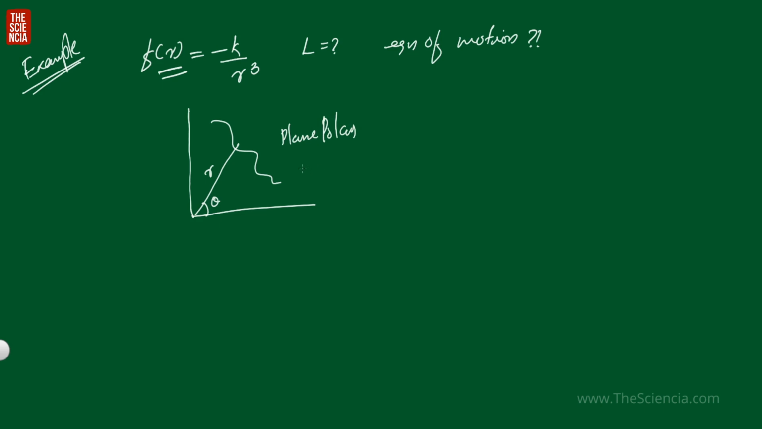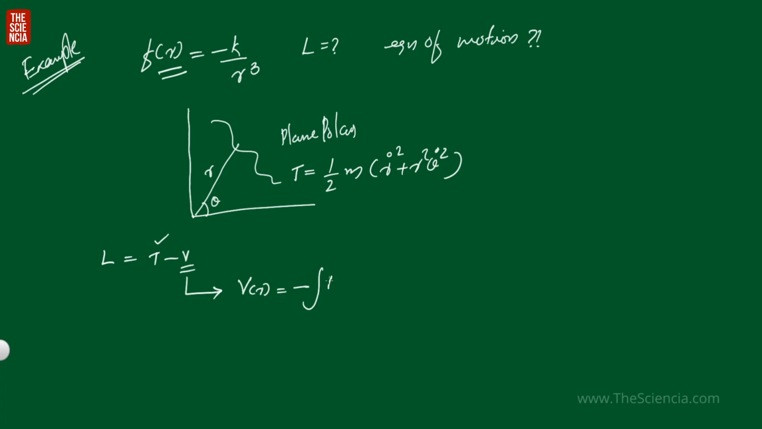In the plane polar coordinate system, you know the general equation for kinetic energy, that is 1/2 m (r dot squared plus r squared theta dot squared). So what is our Lagrangian? Lagrangian is equal to T minus V. We got the value of T. Now what is the value of V? How can we find out the value of V? I told you, if we know the force, then V of r will be equal to minus integral of f dr. So here they have given f of r equal to minus k by r cubed, so we can find V by integrating this function, that is minus k by r cubed dr.